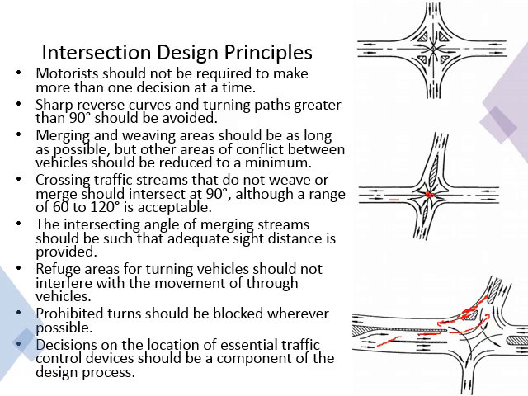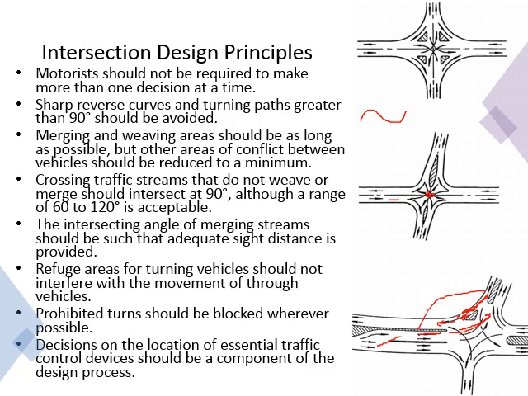Try to avoid sharp reverse curves. Reverse curves are like this. We studied it in chapter 15. They are like this. So try to avoid providing any curves like this near the intersection. And try to avoid turning paths which are more than 90 degrees. Something like this, you see this left turn. This angle is more than 90 degrees. So try to avoid turning curves like this.